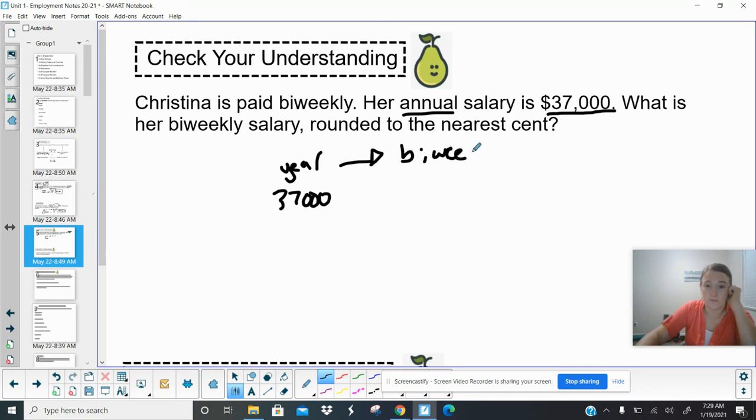So what I want you to do is think, what number are we going to use because it's biweekly? And then we're multiplying or dividing. Are we going small to big or big to small? Go ahead and try it.